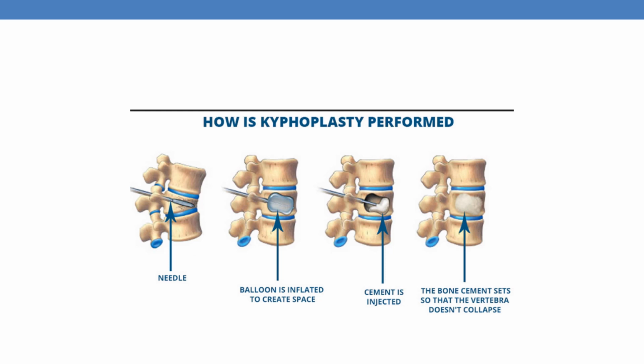Now here is the schematic representation of kyphoplasty. Here a needle is inserted and a balloon is inflated to create the space, and in that space created by the balloon, cement is injected. The bone cement sets so that the vertebra does not collapse.